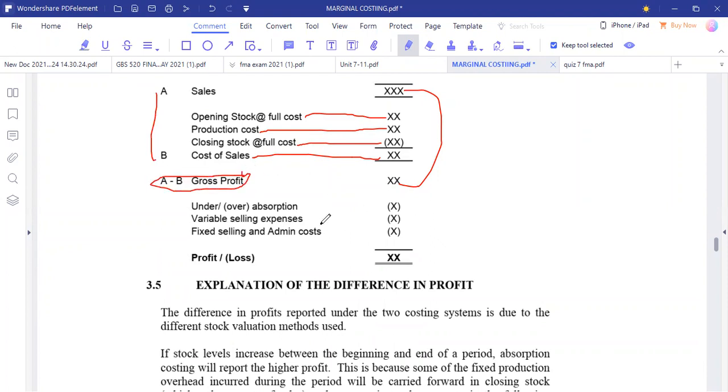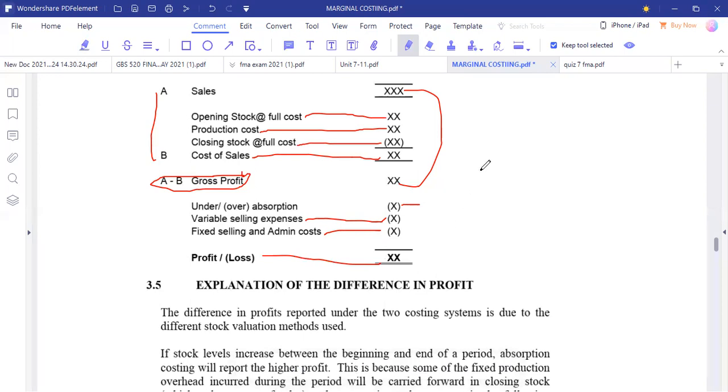Then here we should add over absorption. When it's negative, meaning that it is under absorption. So if it is negative here, it is under absorption. All right, so subtract there. Then we get variable selling expenses, we subtract there, and fixed and admin, then we get to the profit or loss.